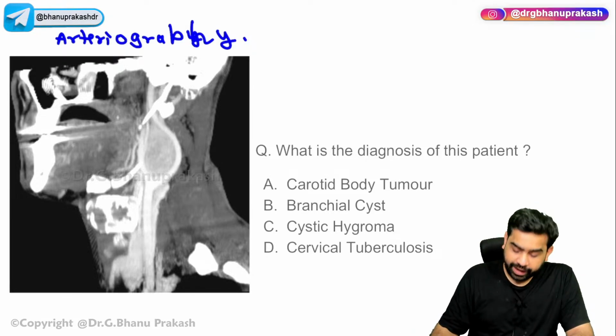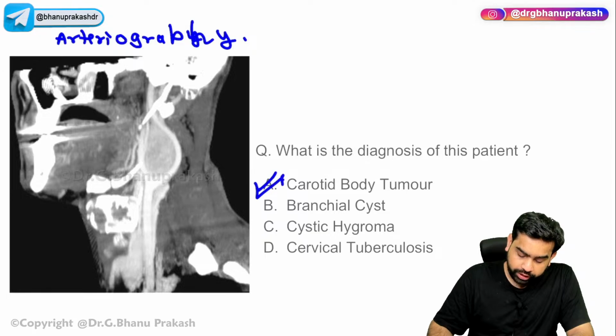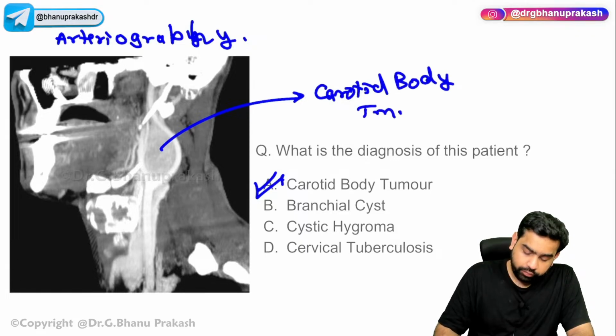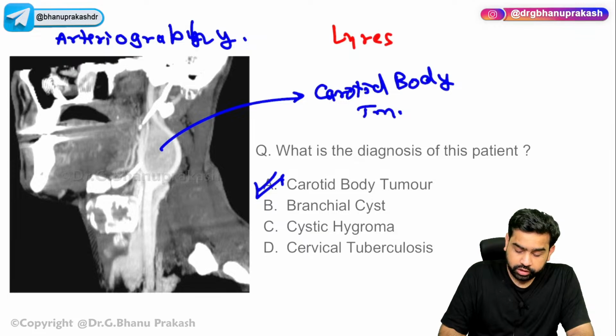Yeah, it's a Lyre's sign. What is this? This is a carotid body tumor. And what is this particular sign called? This is called a Lyre's sign. Okay, so what is happening in this?